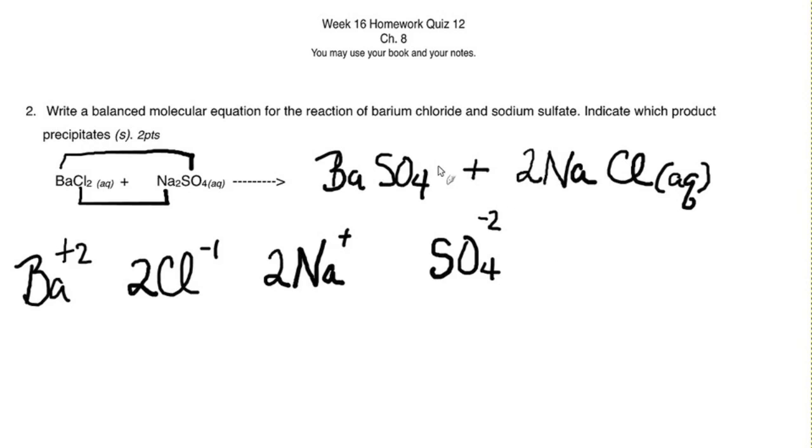So barium, if we look at that, we have a rule for sulfates. That is rule number 4, which says that most sulfate salts are soluble, but there are some exceptions, and one of the exceptions is barium sulfate. So that one's going to precipitate, and we're going to put the little s in parentheses there to indicate that that is the product that precipitates. So that's the answer to question number 2. And now we'll move on to question number 3.